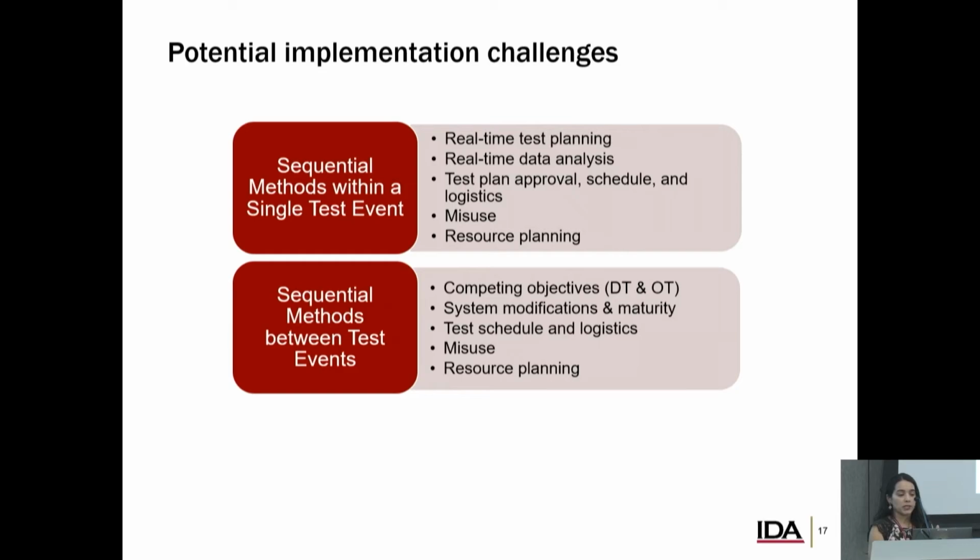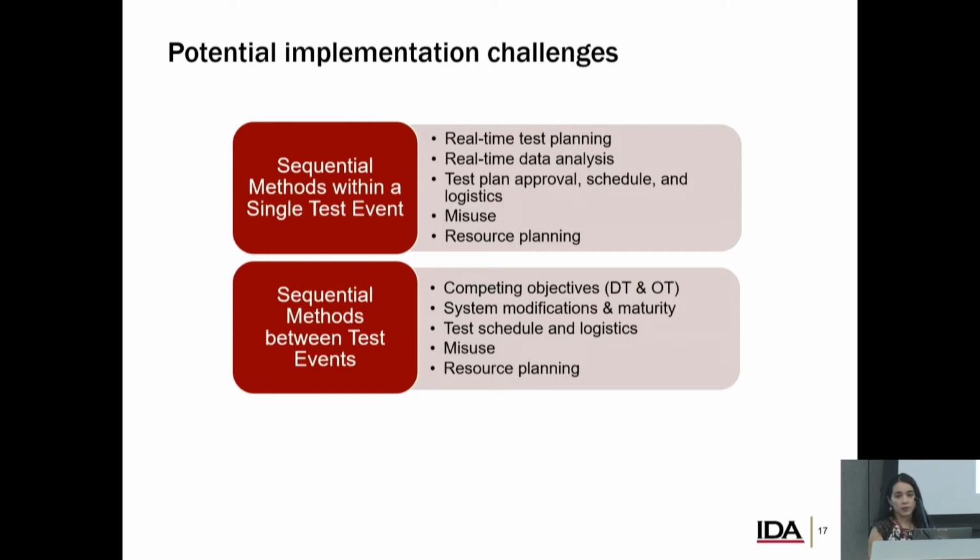A couple of challenges. If you're doing sequential methods within a test event, then there needs to be real-time planning, analysis, data collection. There might be updates to the test plan. We need to know who's going to approve those changes. Of course, there could be some people misusing it, doing p-hacking. We need to know, if I am collecting data at this range right now, but then tomorrow I need to collect data at this other place, can I get on their schedule and run my set of runs?